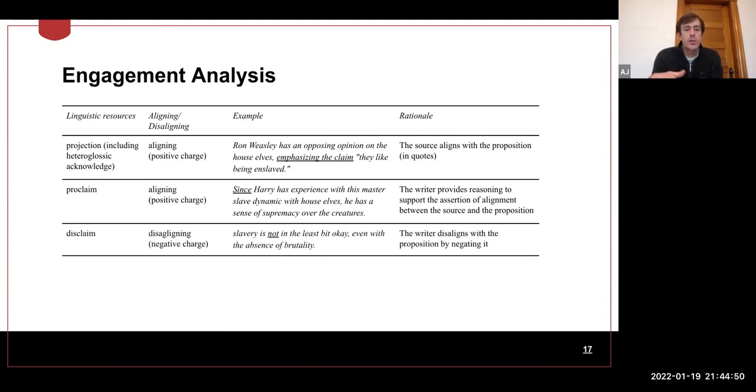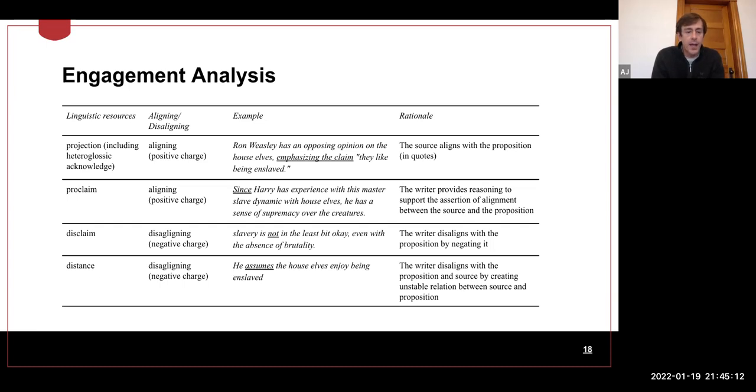When we turn to disalignment, we have linguistic resources for disclaim. Typically, these are going to be seen in negatives. So, slavery is not in the least bit okay, even with the absence of brutality. Here, the writer disaligns with the proposition by negating it.